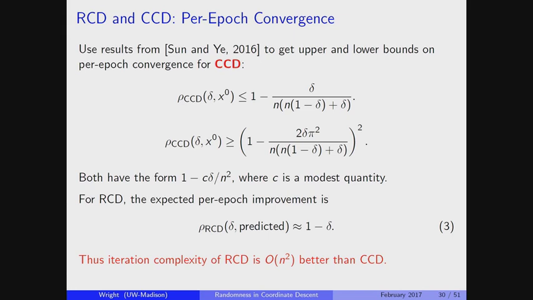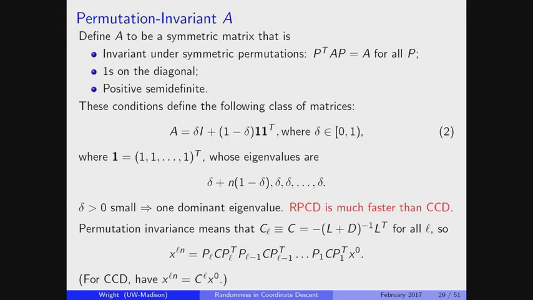As I mentioned, Sun and Ye refined that a little bit, and when they applied it, when you took that ugly expression that they got a few slides back and plugged in this matrix, essentially what they find is that the per epoch convergence is 1 minus some modest factor c times delta over n squared. Delta is the value that goes into defining this matrix, this permutation invariant matrix. So basically, I should have said what this matrix is. It's got ones on the diagonal, and all the off-diagonal elements are 1 minus delta, okay? So it's a very, very simple matrix, parameterized by a single value delta.